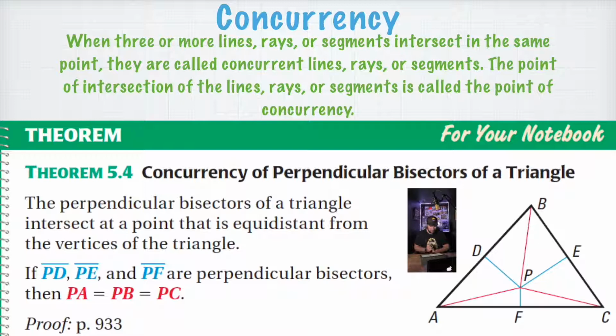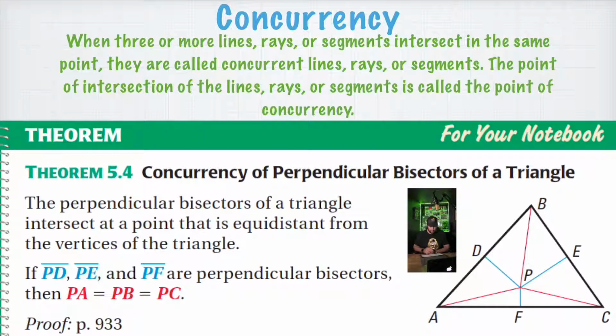Okay, so concurrency. Another thing we're going to learn today. When three or more lines, rays, or segments intersect in the same point, they are called concurrent lines, rays, or segments. The point of intersection of the lines, rays, or segments is called the point of concurrency. So, here we're going to learn about concurrency of perpendicular bisectors of a triangle. The perpendicular bisectors of a triangle intersect at a point that is equidistant from the vertices of that triangle.